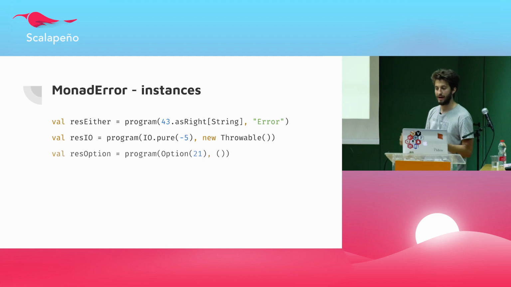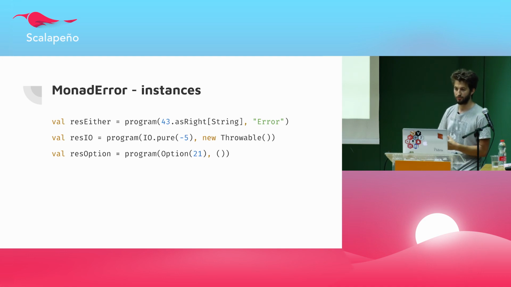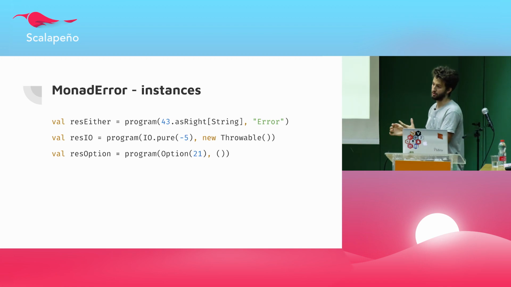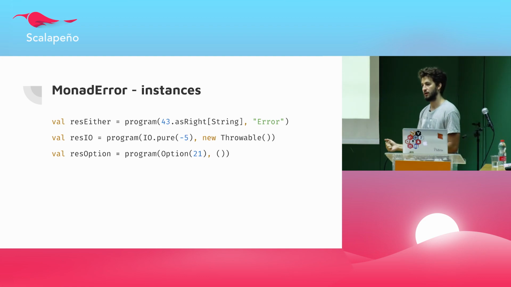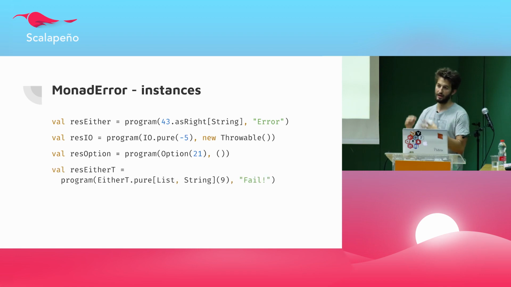And we could also do it with option. Option is also MonadError, but it's very strictly defined that it can't have any error type. It can only have errors of type unit, so it's either nothing, a type of unit, or a valid type. So you can basically see option as being an either of unit and something else. So that's option. And we have some other instances, like, for example, either t, which is the either monad transformer.